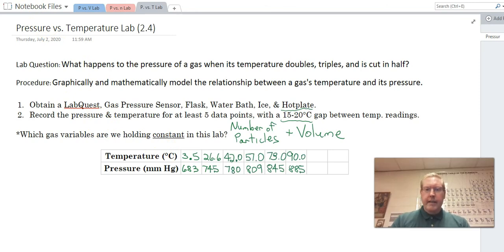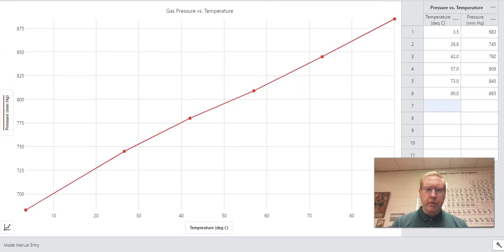All right, hi again. As you can see, I finished collecting data for this lab. I got additional data points at 42, 57, 73, and 90 degrees Celsius, and I filled in the corresponding pressures from the LabQuest. Just like the last two labs, I thought it might be a good idea to make a real quick graph with this data, just to see if we can spot any relationships right now. So I went and did that. I'm going to pull that up. And this is what I got when I plotted gas pressure versus temperature.